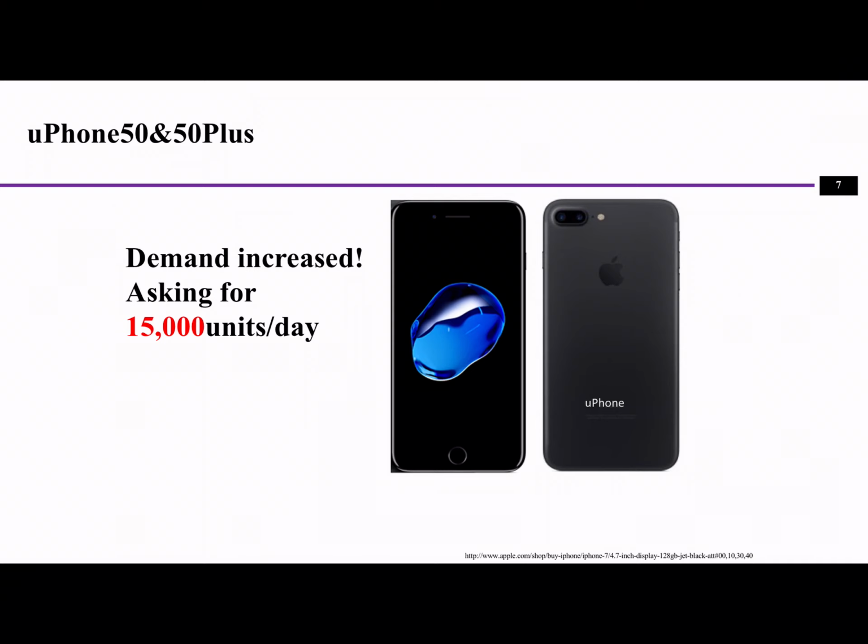All right, now suppose that we are developing a phone, and we have a factory making this kind of phone. The demand increased, right? Originally we have 2,000 units per line per day. Now the demand actually increased. It is asking for 15,000 units per day. Originally we had 10,000 per day because we have 5 lines, each line is 2,000, so that's 10,000 units per day. Now the demand increased by half.